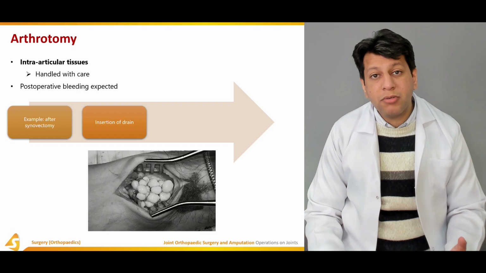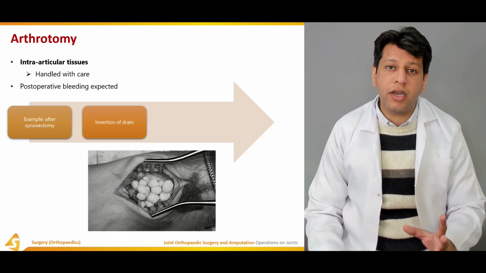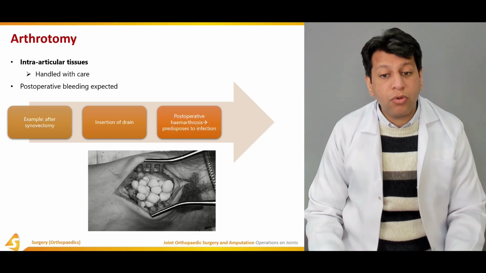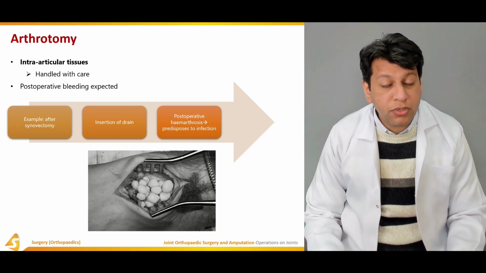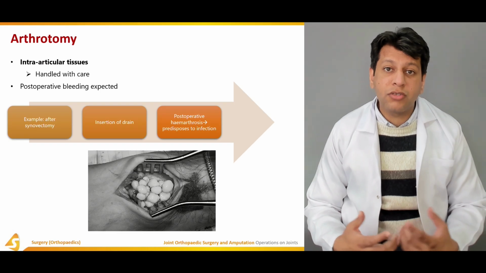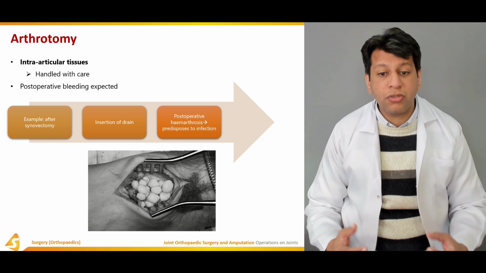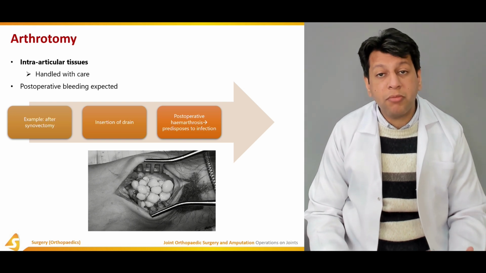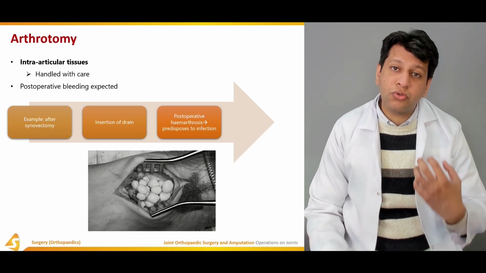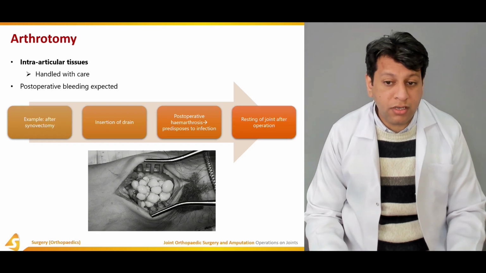For that purpose, we can insert a drain, but usually it's said that instead of inserting a drain, it's better to do meticulous hemostasis during the surgery. Post-operative hemarthrosis can occur, because once the blood collects, it could eventually solidify to form a hematoma, and eventually hemarthrosis results, which can be predisposed to infection. So even if there was previously no infection, there is always a chance once you open up the joint that post-operatively this can lead to septic arthritis.